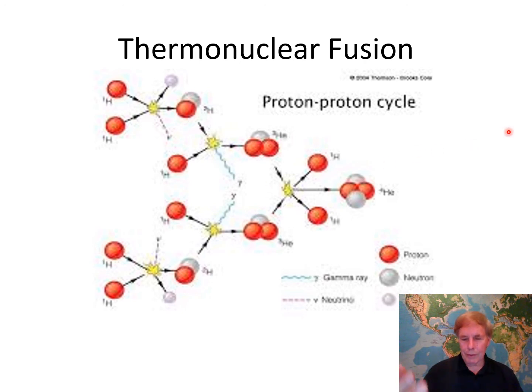And people have been observing these. You can read about it in the text to try to figure out just what exactly is going on in the core with this process.